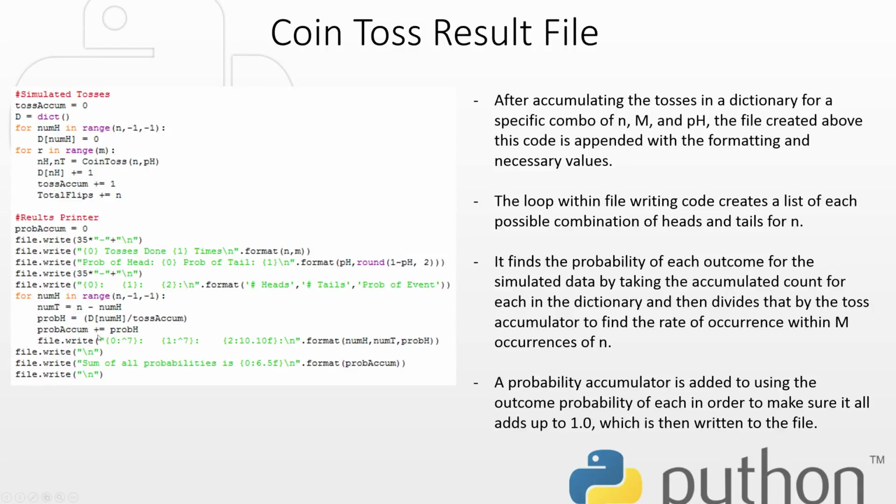The probability accumulator then adds that probability so that we end up with an entire sum of probabilities of 1 at the end. Each of these is written to the file, one after the other, creating a series and then finishing off that set within the file before going back and then looping with a different value of probability of heads, and M and N.